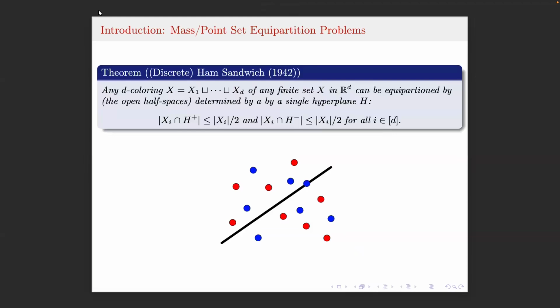Okay. So there's a very classical, very famous example of this called the ham sandwich theorem, dating back to 1942. The discrete version says that if you have a d-coloring of any finite set in R^d, then this coloring can be equipartitioned by the open half spaces determined by a single hyperplane. So in each open half space, you have at most half of each color class. The picture here is when d equals 2, and I have a collection of blue points and a collection of red points. Then there is a line such that there are at most half of the red points on either side and at most half of the blue points on either side as well.